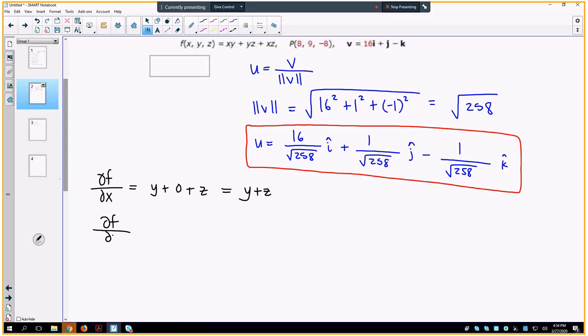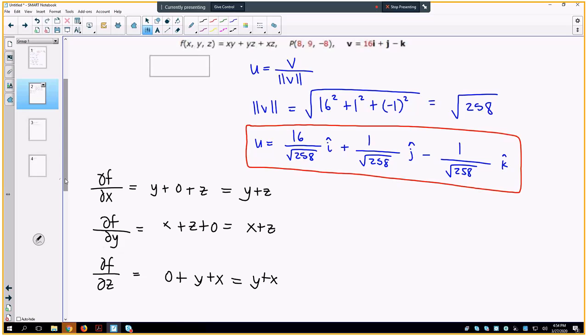Do the same thing for the partial with respect to y. From the first term I get x. From the second term I get z. From the third term I get 0. So it's x plus z. And the partial with respect to z. From the first term I get 0. From the second I get y. From the third term I get x. So it's y plus x.